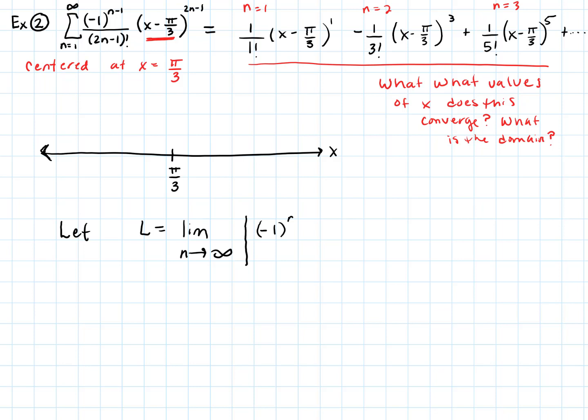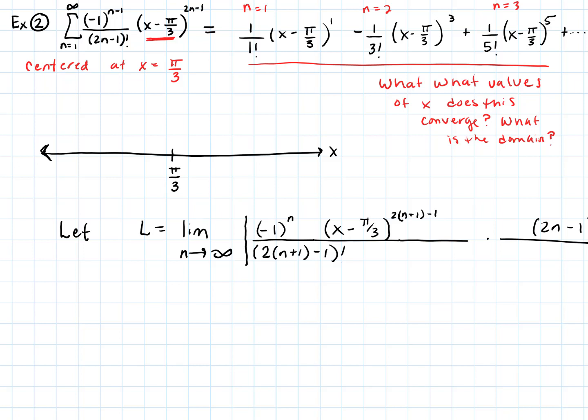of -1 to the n plus 1 minus 1, so just -1 to the n, over, let's write it this way, 2n plus 1 minus 1 factorial, and in the top here I'm going to move that x minus pi over 3 to the 2, and same thing, n plus 1 minus 1 power, times 2n minus 1 factorial over -1 to the n minus 1 times x minus pi over 3 to the 2n minus 1.